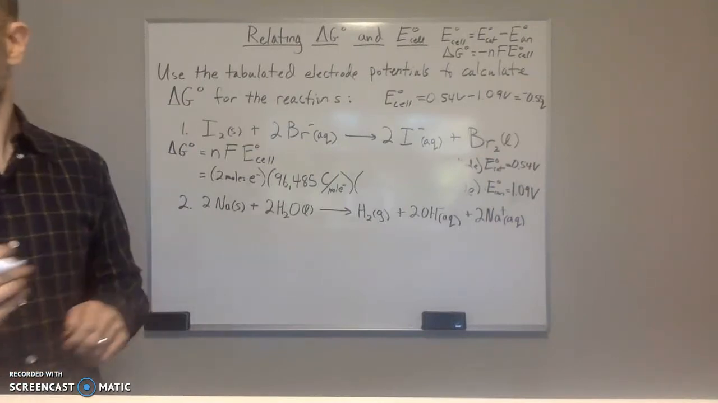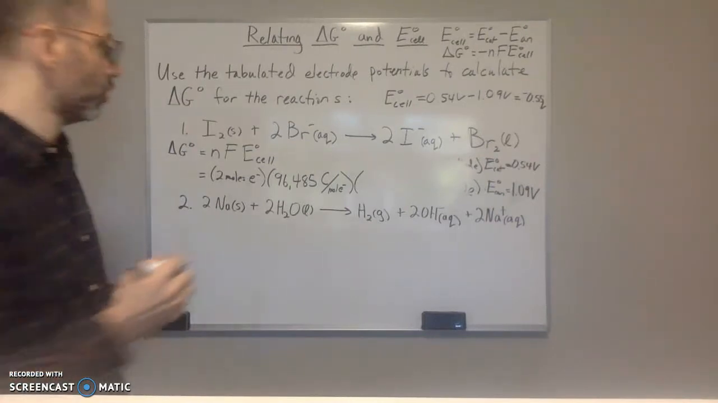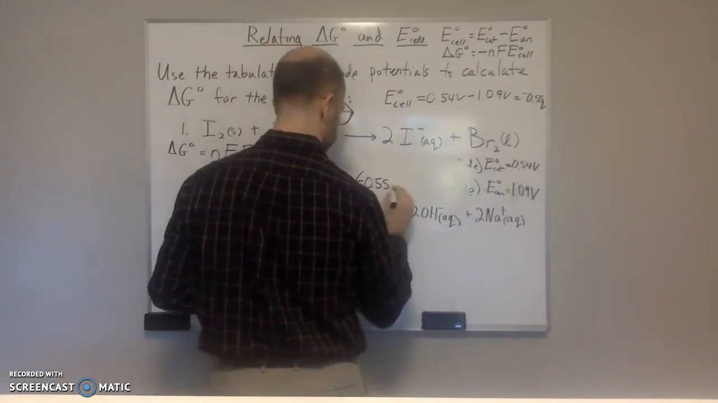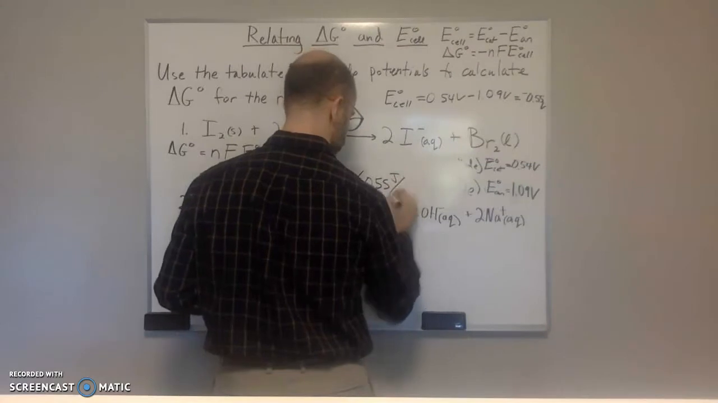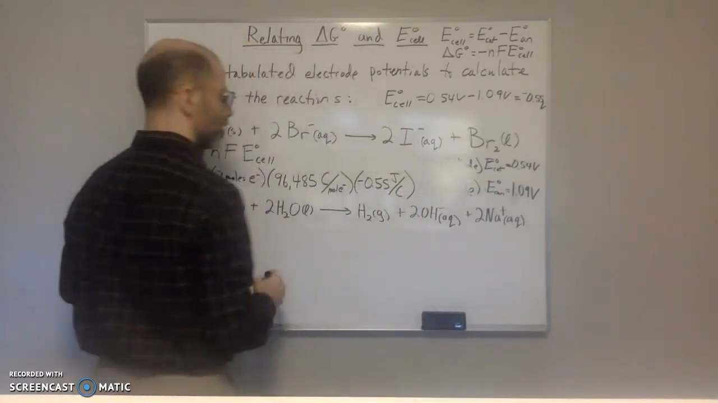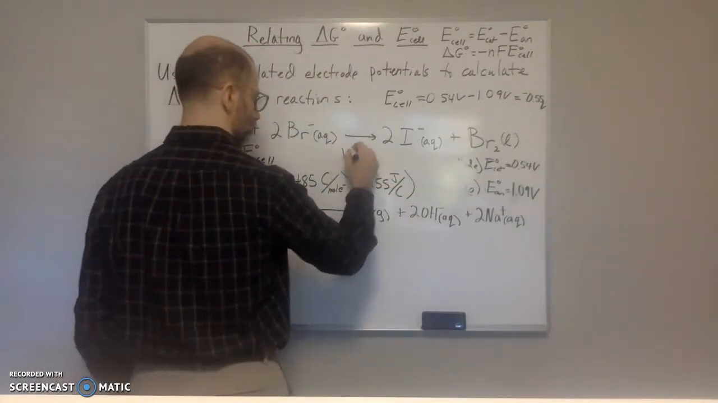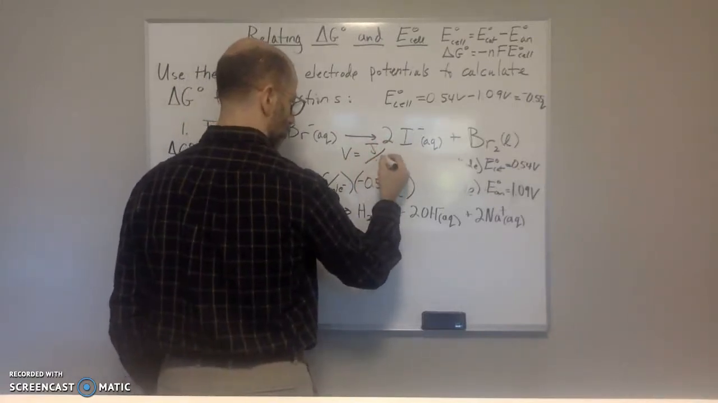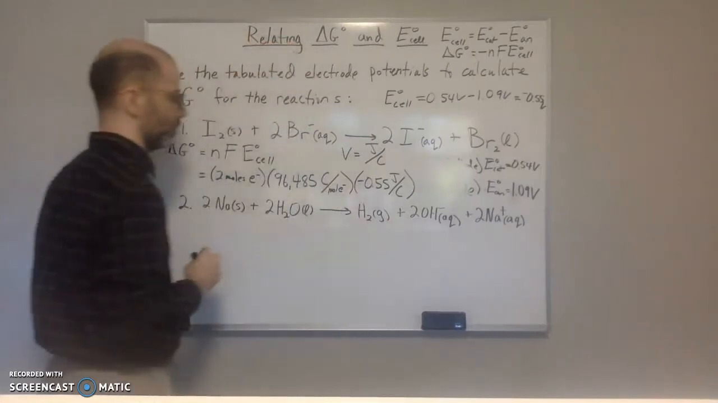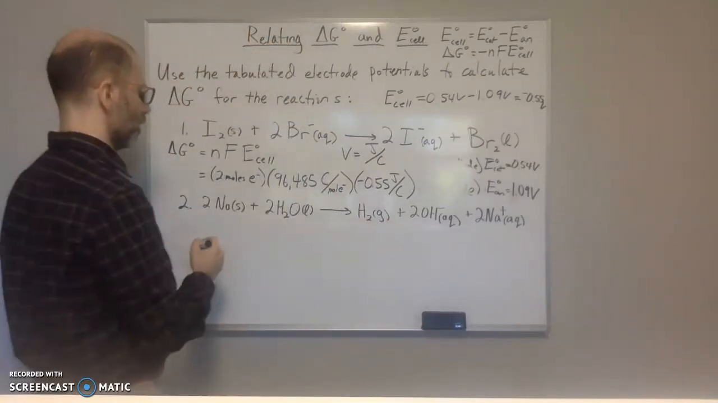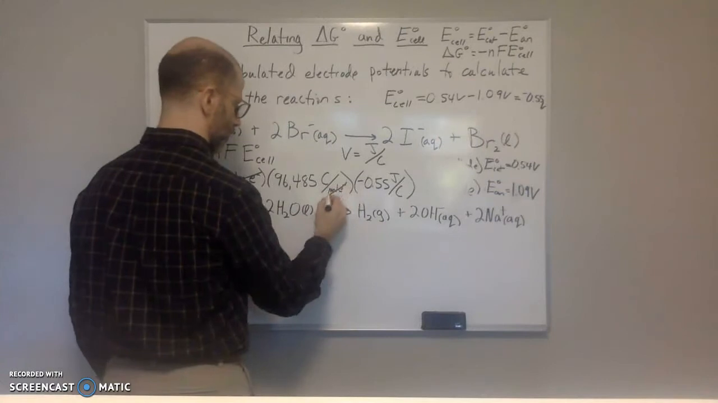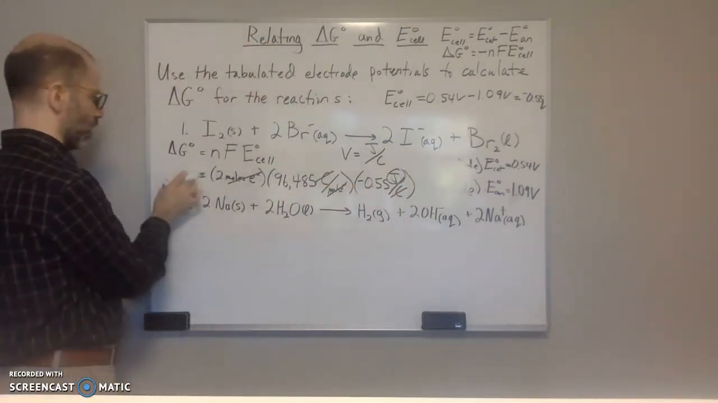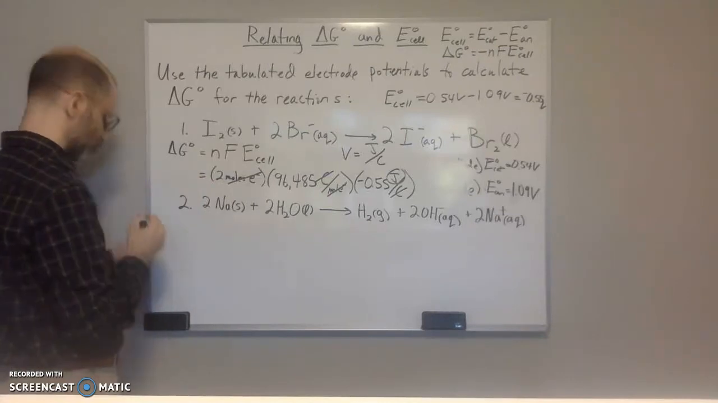And remember, voltage is joules per coulomb. So negative 0.55 joules per coulomb. The reason is that a volt is joules, energy per coulomb. Okay, so moles of electrons cancel out, coulombs cancel out. Now we have joules. That's going to be our Gibbs free energy in joules.